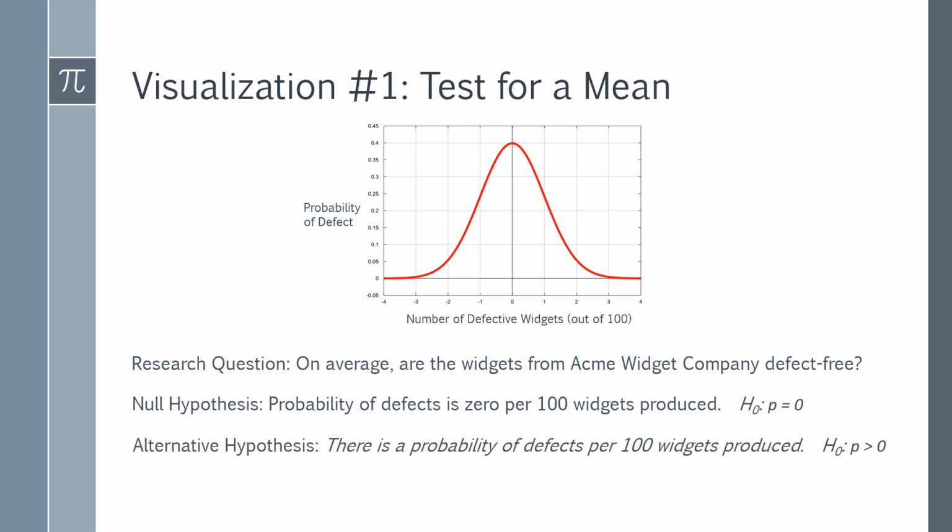I think in this case we'd need more information on what defect-free means in order to accept or reject the null hypothesis. At face value, because there is a probability that we do have defects per 100 widgets, I think we, without more information, would have to reject the null hypothesis in this case.